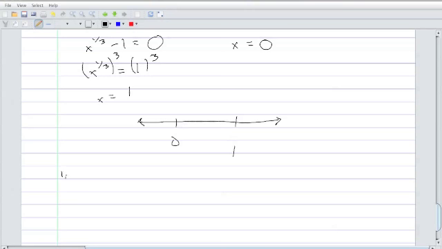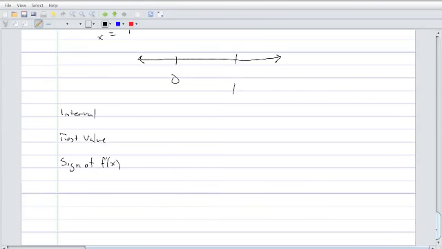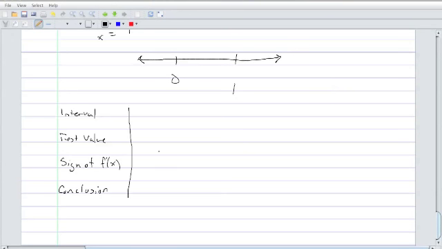So again, we have our intervals, our test value, the sign of f prime, and then our conclusion. Alright, so if we do from negative infinity to 0, we can choose something like x equals negative 1.